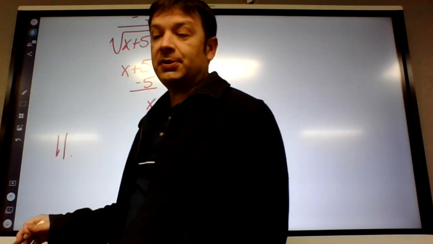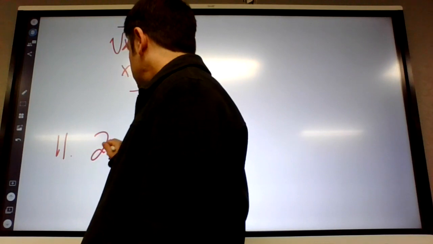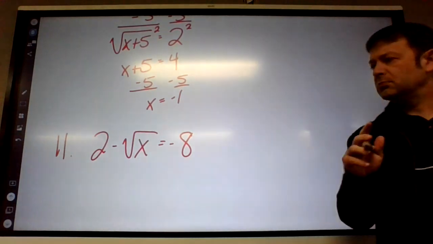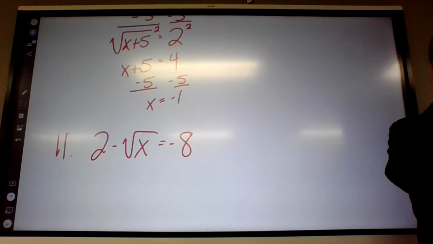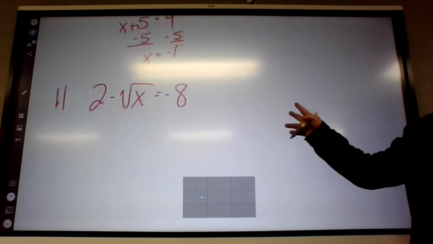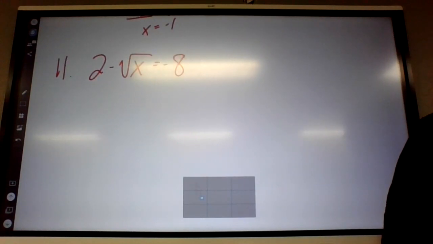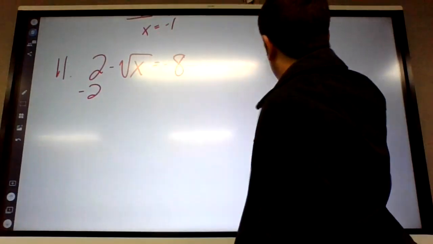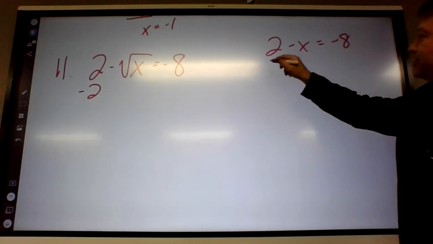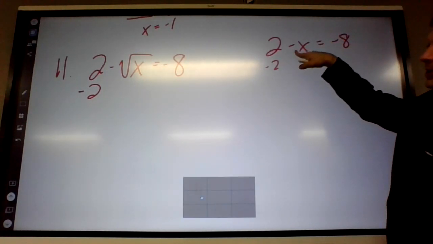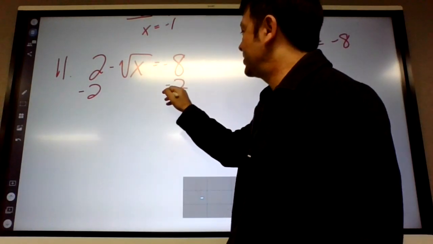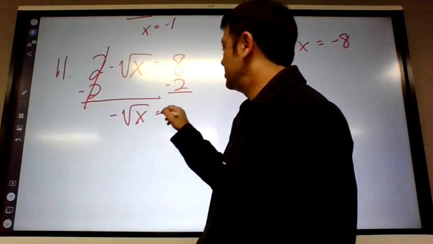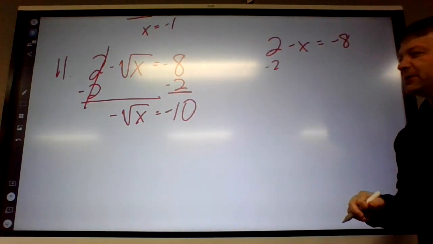2 minus square root of x equals -8. Alright, what do you think we should do first on this one? Any guesses? Subtract the 2. Right, subtract the 2. Now, when we solve these, you subtract the 2. That minus is still going to be there, right? So, yeah, subtract the 2. That goes away. The minus is on the square root of x. It's still there.